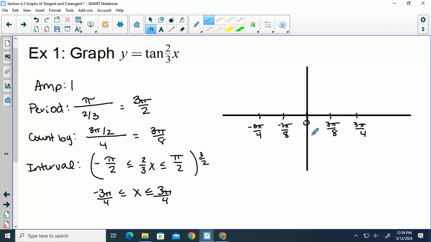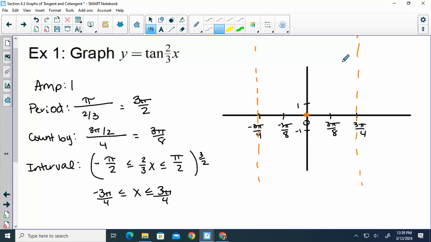All right. Amplitude is 1. We know it's not really true amplitude, but I'm going to mark 1 and -1 on my y. So we pick this interval so that we know both ends are vertical asymptotes. And the middle is 0.